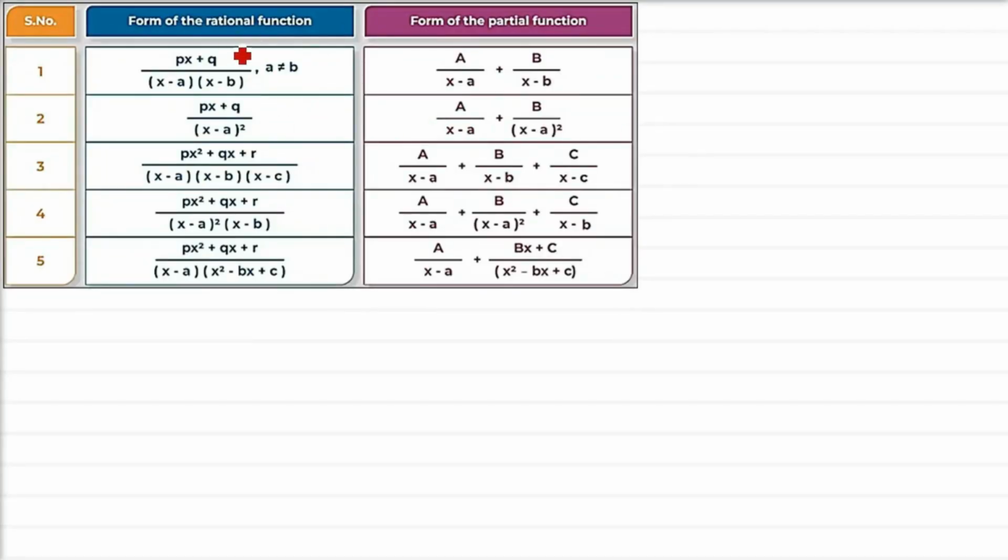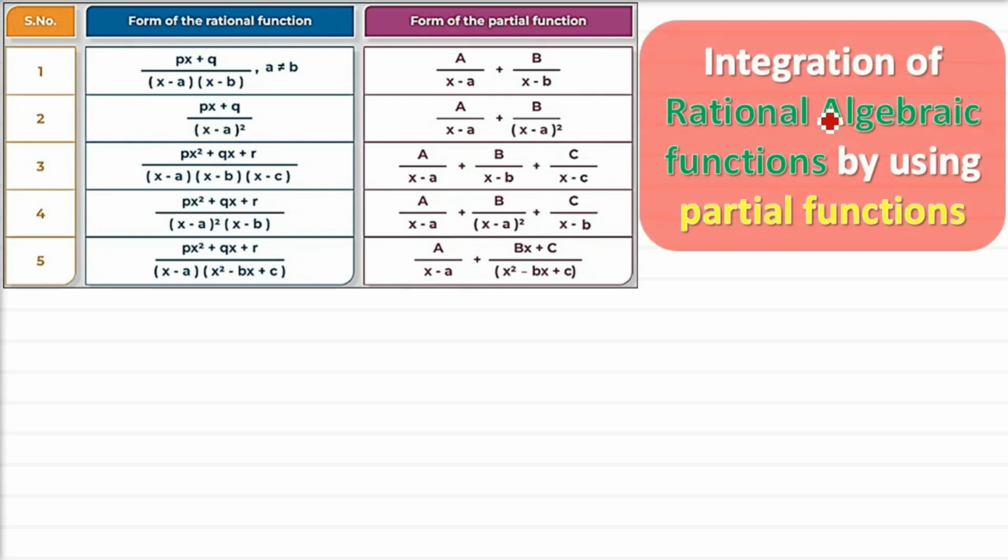Now whenever we talk about this form of indefinite integral, that is the integration of rational algebraic functions by using partial fractions, what is this form? There is a function f(x) divided by a function g(x). These are two separate functions and we are integrating it, an indefinite integral.